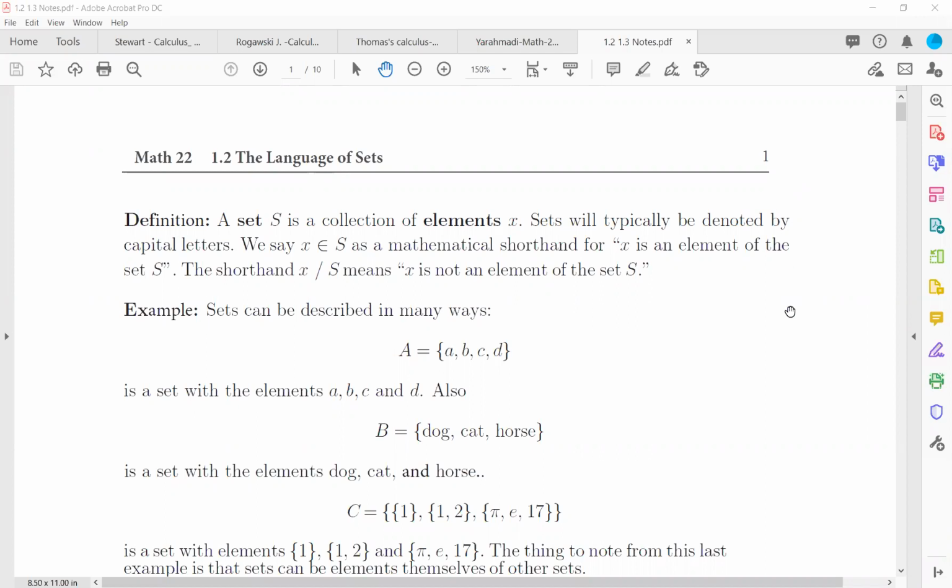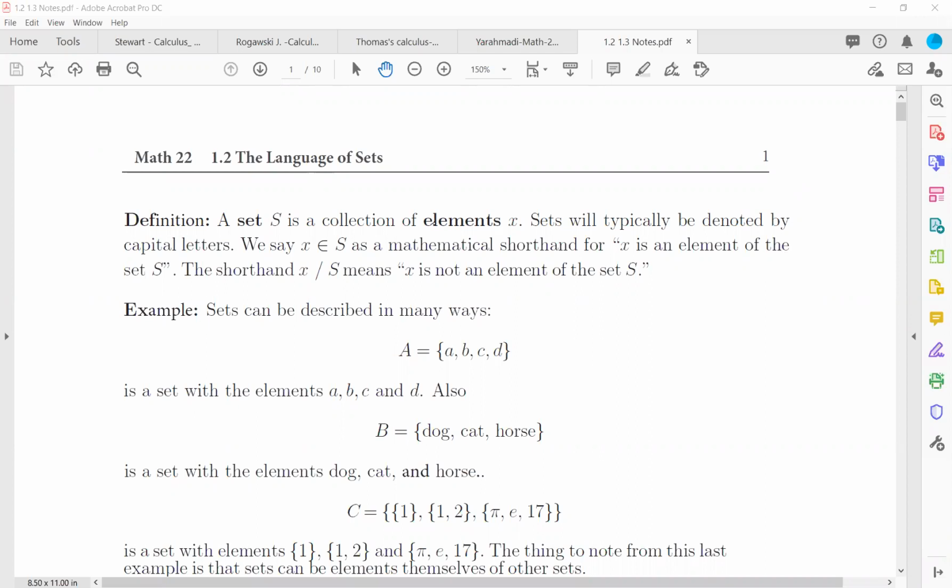First of all, let's begin with a definition. In this definition, we're going to define a set as a collection of elements like X. Sets are usually denoted by capital letters like capital S, capital A, capital B, capital C, and so on.